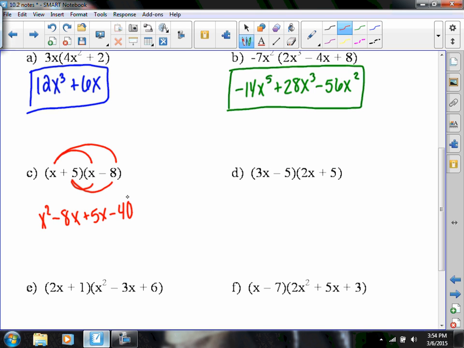Now here I do have like terms that I can combine together. And when you FOIL, those like terms are most often right in the middle. So x squared stays. Negative 8 plus 5 is negative 3x. And then minus 40. Okay, so write in those rainbows, show all of these 4 terms, and then show us where you're combining and getting your final answer.